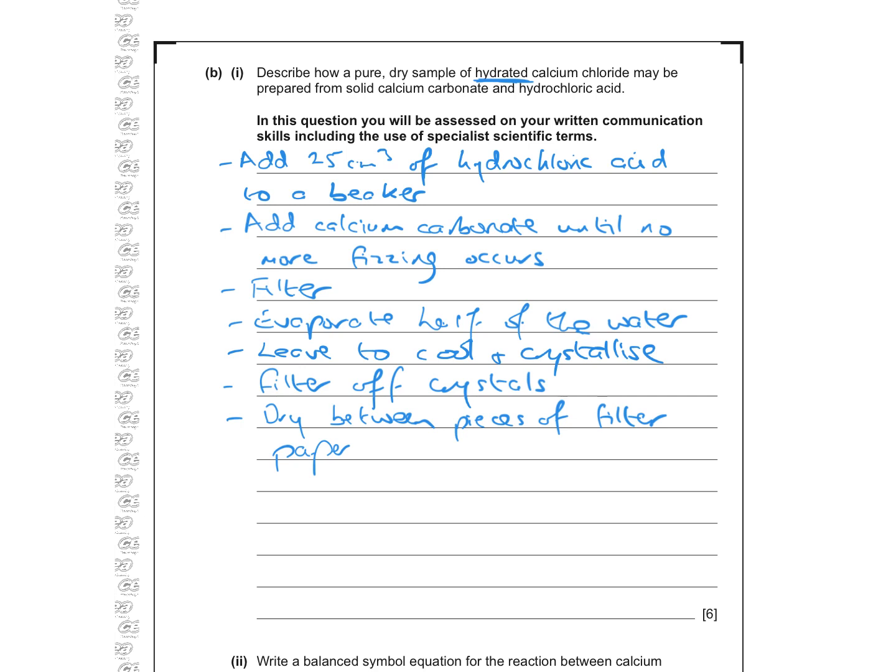You could also use a desiccator or a low temperature oven, but the oven would have to be a low temperature, because if it was too high, then it could actually drive out the water of crystallization. So you wouldn't get crystals, you just get an anhydrous salt formed. So if you've got 6 or 7 of those points, you get the 6 marks. If you get 4 or 5 of those points, you get 4 marks.